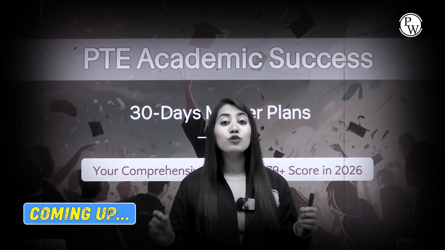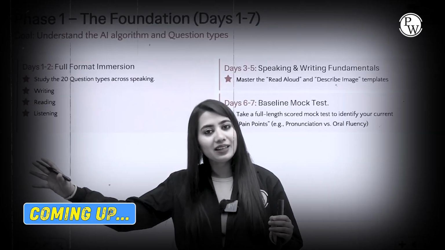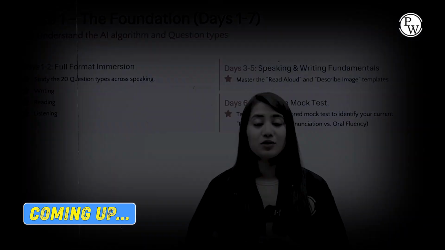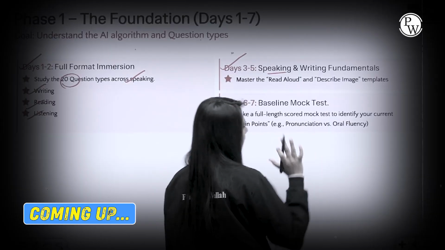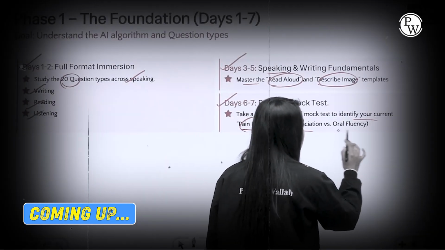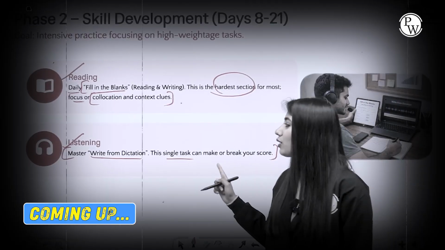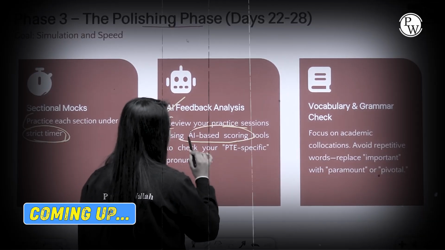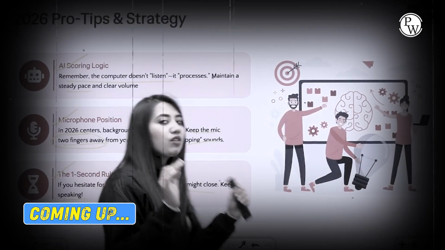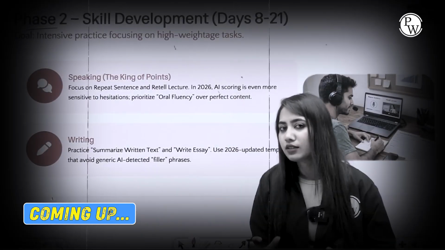30-day master plan for your PTE academic success. It's really important for you in order to succeed in the exam to understand the basic concepts: speaking, writing, reading, listening, specifically for writing and speaking fundamentals. Okay, the pronunciation versus the oral fluency. How to get 79 plus score? So for that you need to focus on these question types. AI feedback analysis. Here, review your practice sessions using AI-based scoring tools. So keep speaking, never ever have a long pause in between. We are building the skills now.